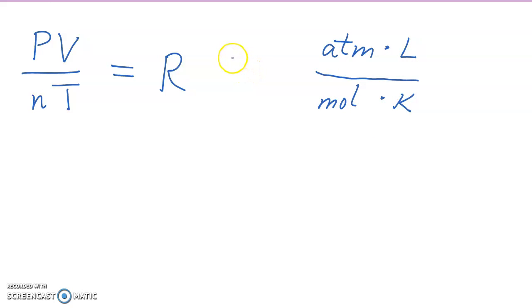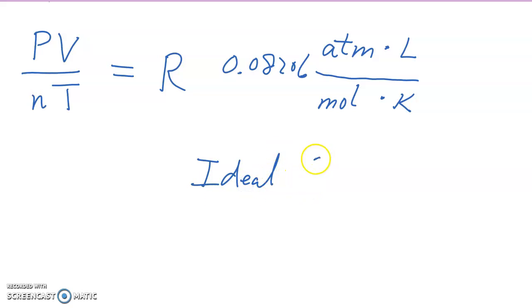The number over here is roughly 0.08206, and this will be the unit. This is called the ideal gas law.